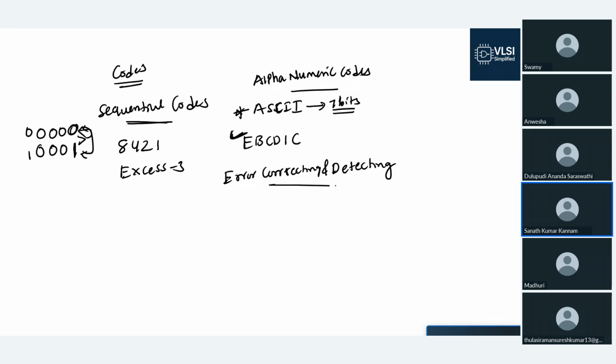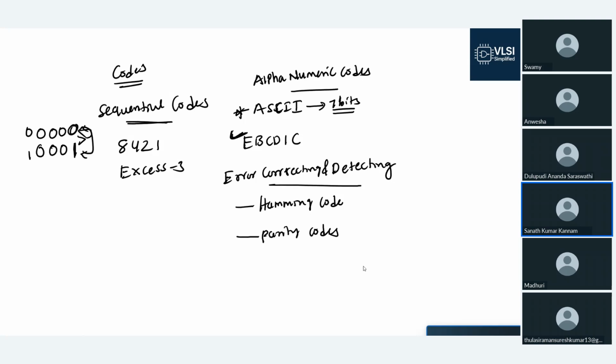Error correcting and detecting codes are mainly used where we need to add extra bits for detection and correction. We use them in communication, like Hamming code. We already came across Hamming code, and parity code. So these are the codes you have. This is about today's topic.